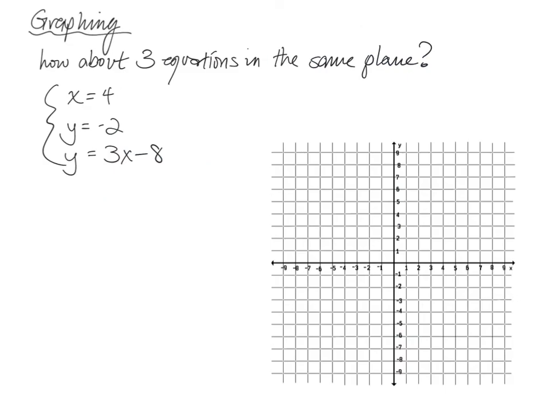What happens when you try to graph three equations in the same plane? Well, in this, I try to introduce here the idea of single variable linear equations. So just as maybe it's a review for most of you, if not all of you, x equals 4 represents a vertical line.